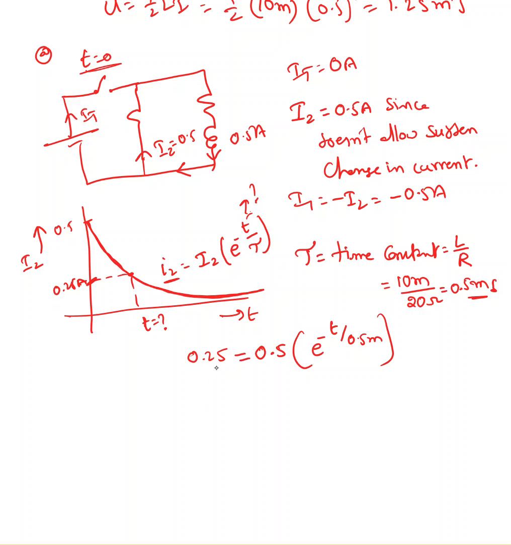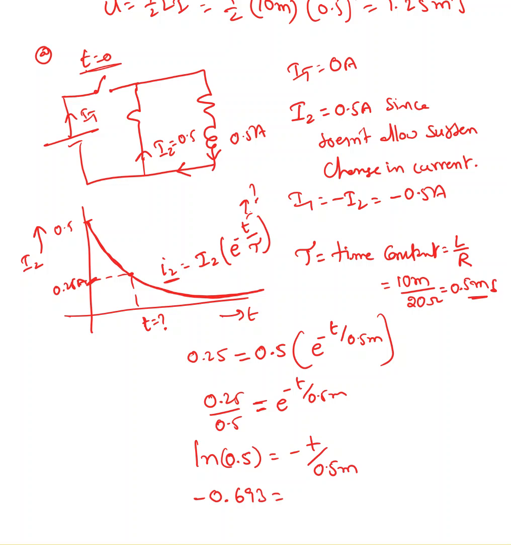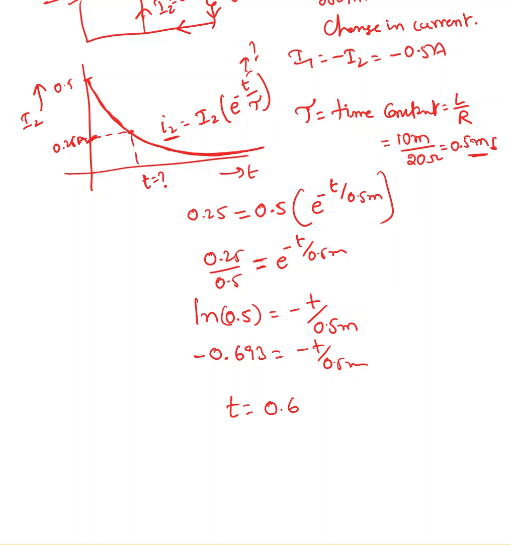So 0.25 divided by 0.5 equals e to the power of minus t over 0.5 milli. This value is 0.5. Bringing it to the other side, natural logarithm of 0.5 equals minus t over 0.5 millisecond. The natural logarithm of 0.5 is minus 0.693, equal to minus t over 0.5 milli. The minus signs cancel, so time t equals 0.693 times 0.5 milli, which equals 0.346 millisecond.